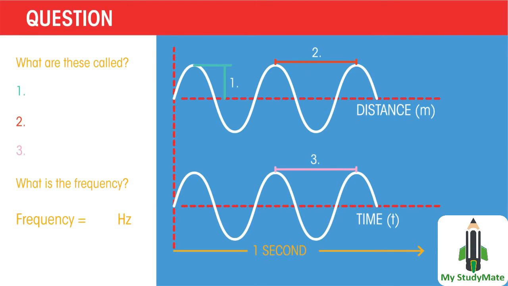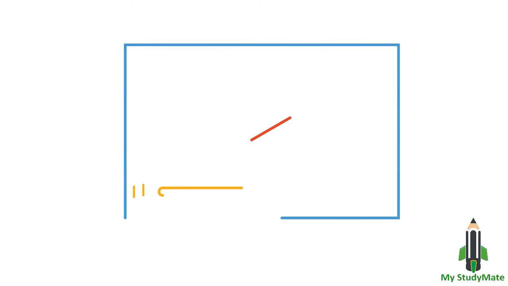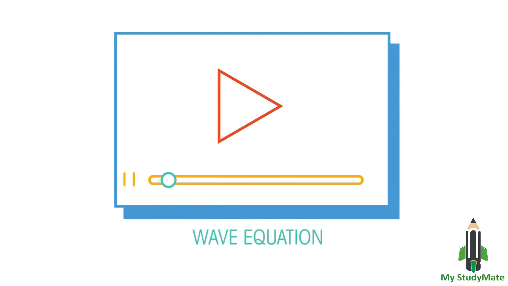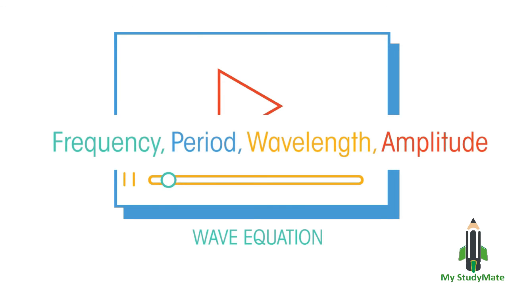In another video, we will be looking at the wave speed equation and connecting the wavelength and frequency in the wave equation. For now, you just need to know what these four keywords mean: frequency, period, wavelength and amplitude.